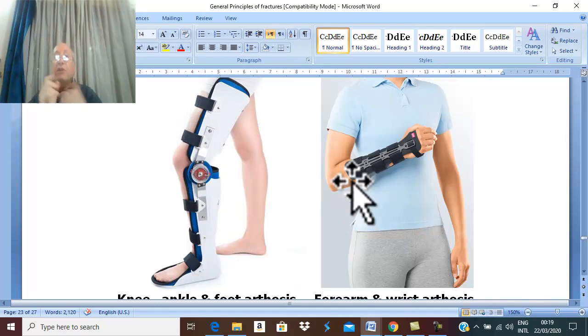After treatment of simple fracture comes treatment of compound fracture, which will be discussed later on, in complications, and treatment of complications if they occur. This is the treatment of fractures.